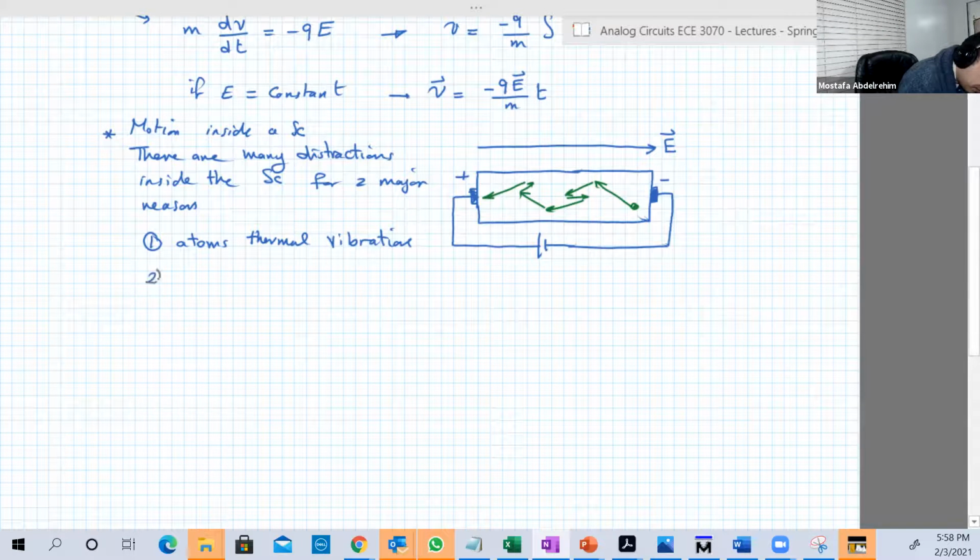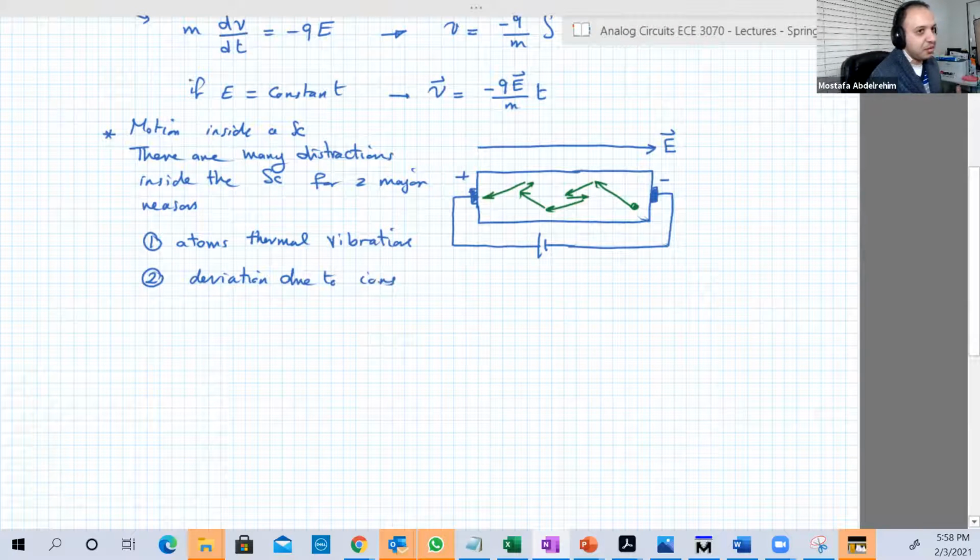Number two, which is really interesting, deviation due to positive ions.